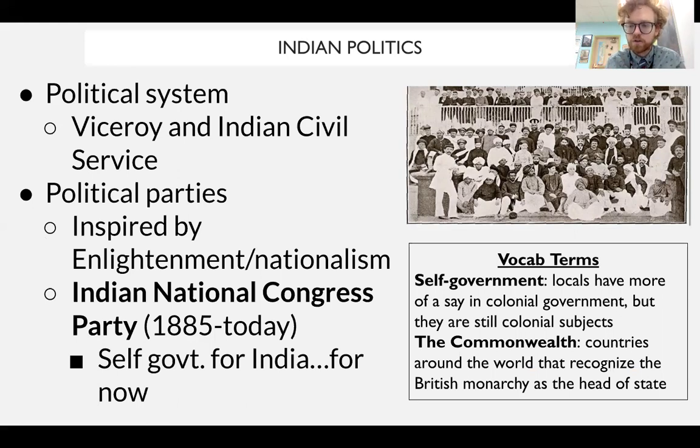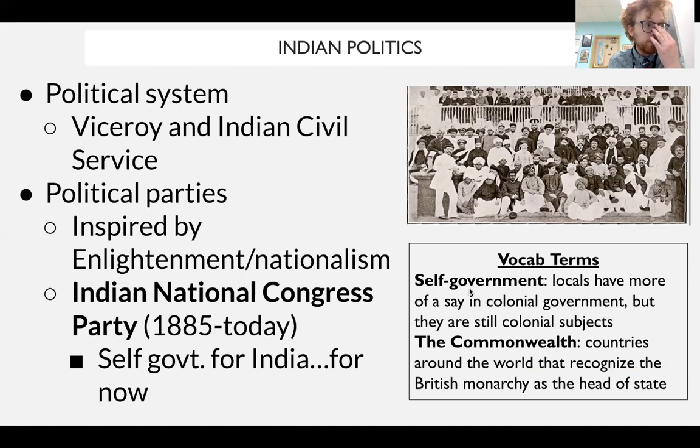They also want the viceroy to go away. They want an Indian civil service made up of, well, Indians. They don't want any kind of British control over local politics, but they're fine still being a part of the empire, of recognizing at this point King George as the head of state. So Indians at this point want to remain in the Commonwealth.